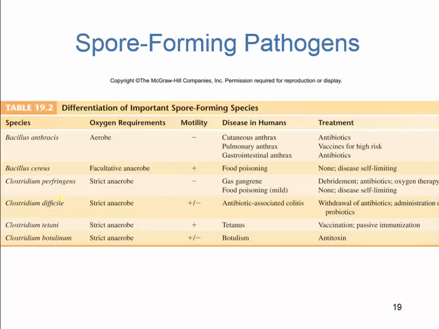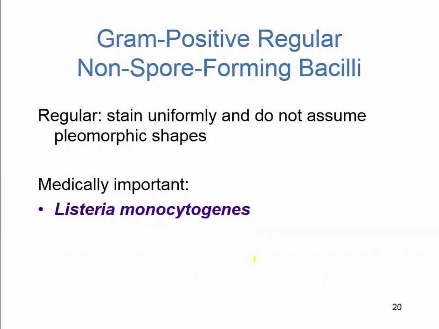And so the spore-forming microbes that we have discussed are Bacillus anthracis, Clostridium perfringens, Clostridium difficile, Clostridium tetani, and Clostridium botulinum. Ultimately, this is just a nice brief overview. Make sure that you do know the bacterial name, the disease that is caused, and some unique factors about it.